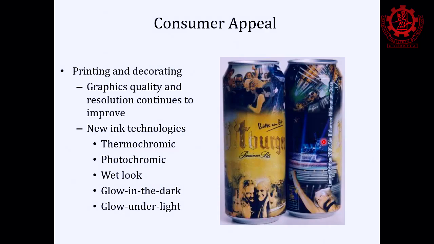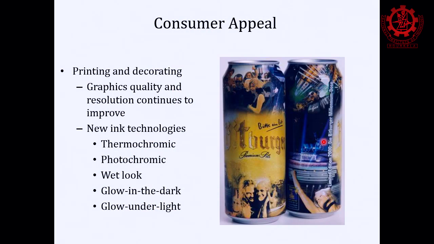In this case, the mid-height diameter is lower than the top, so that you can hold it very well in your hand. The printing is such that sometimes they have thermochromic ink, sometimes photochromic ink, and sometimes a wet look, sometimes they glow in the dark, and sometimes they glow under the light. Have you seen these types of cans?